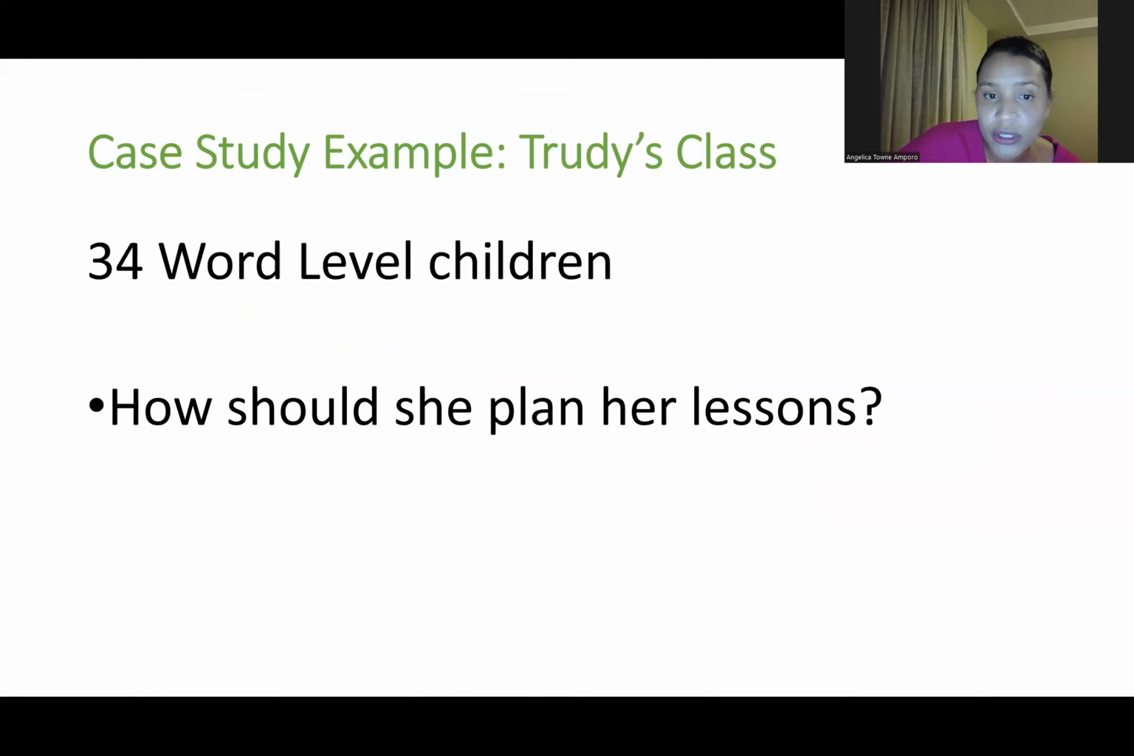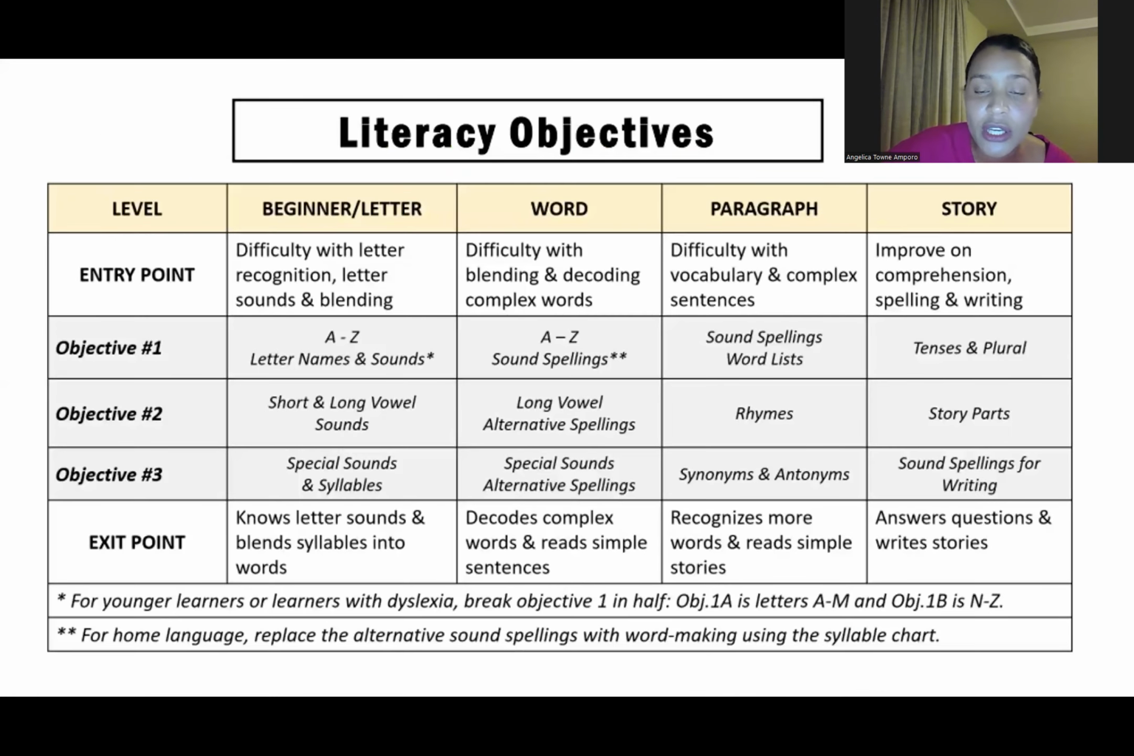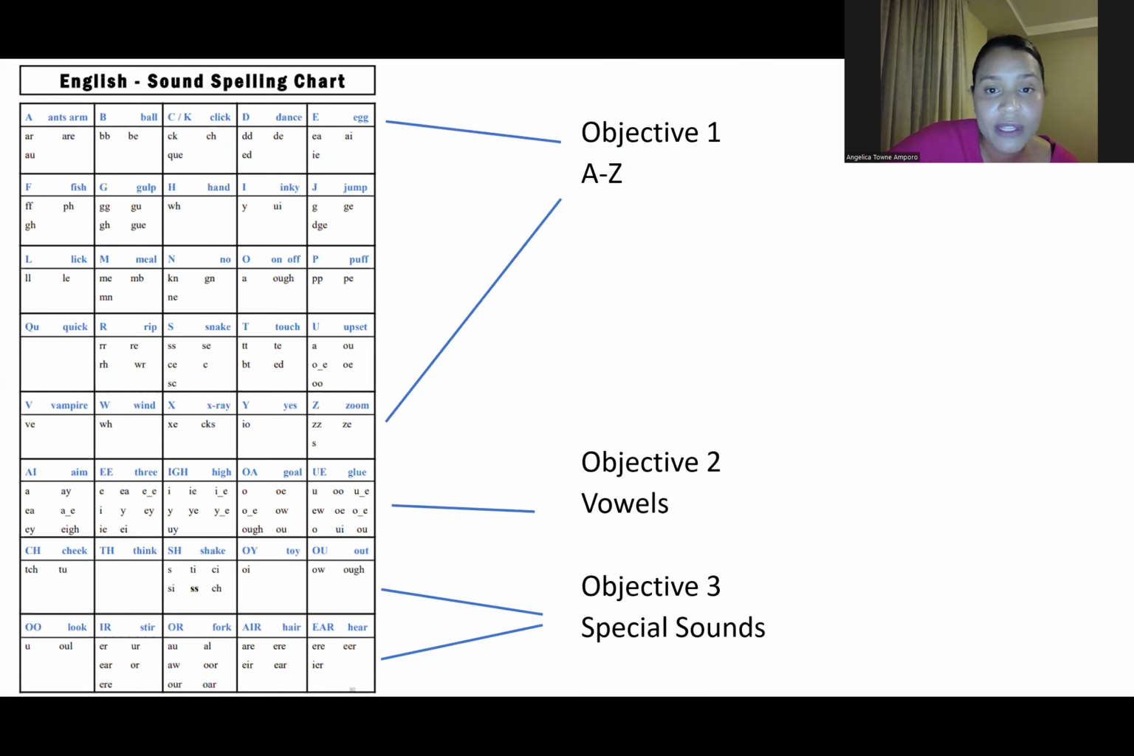Trudy has 34 word level students in her class. What would the first 10 days look like if she had to plan it out in her mind? So first, she'd go to her objectives. She knows she's going to start with the A to Z sound spellings, then she'll go to long vowels, and then she'll go to special sounds. And she's constantly trying to teach them how to decode or sound out words that are both using these alternative spellings and have compound or longer words within them. So that just looks like A to Z, and then the long vowels, and then the special sounds.